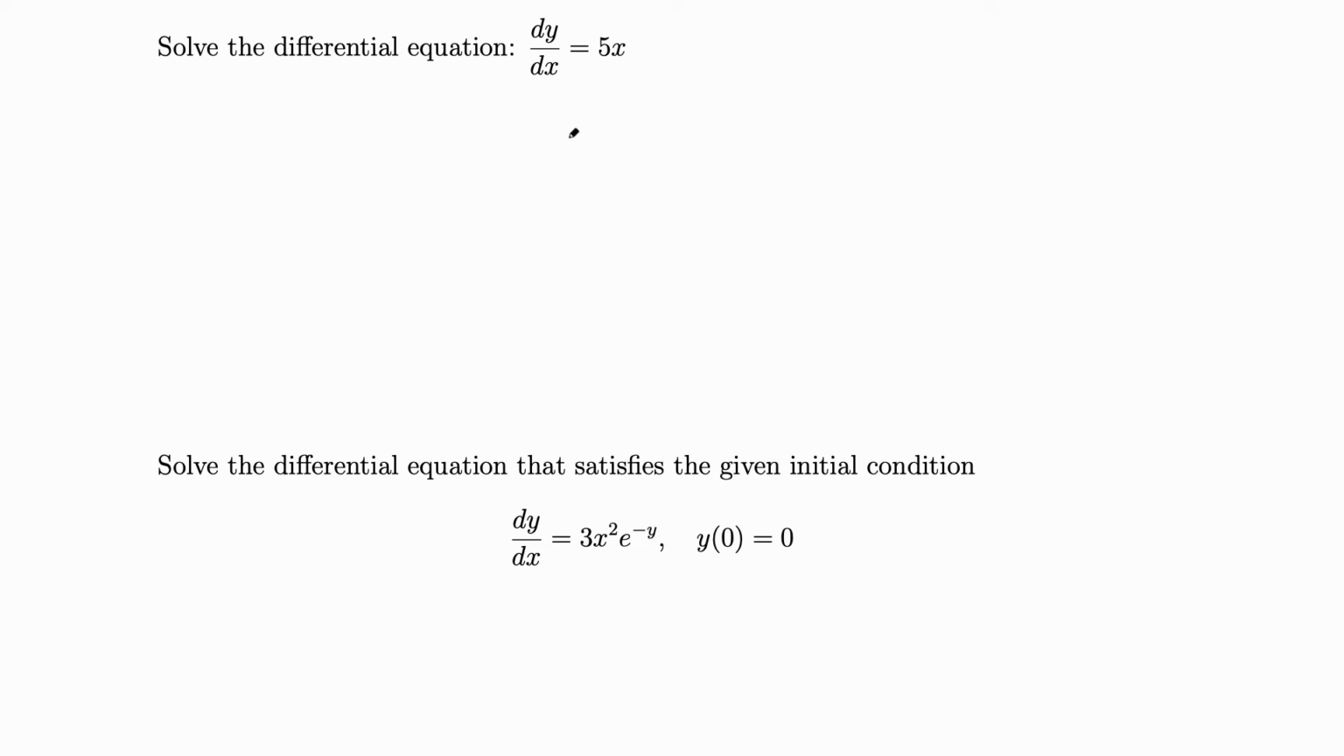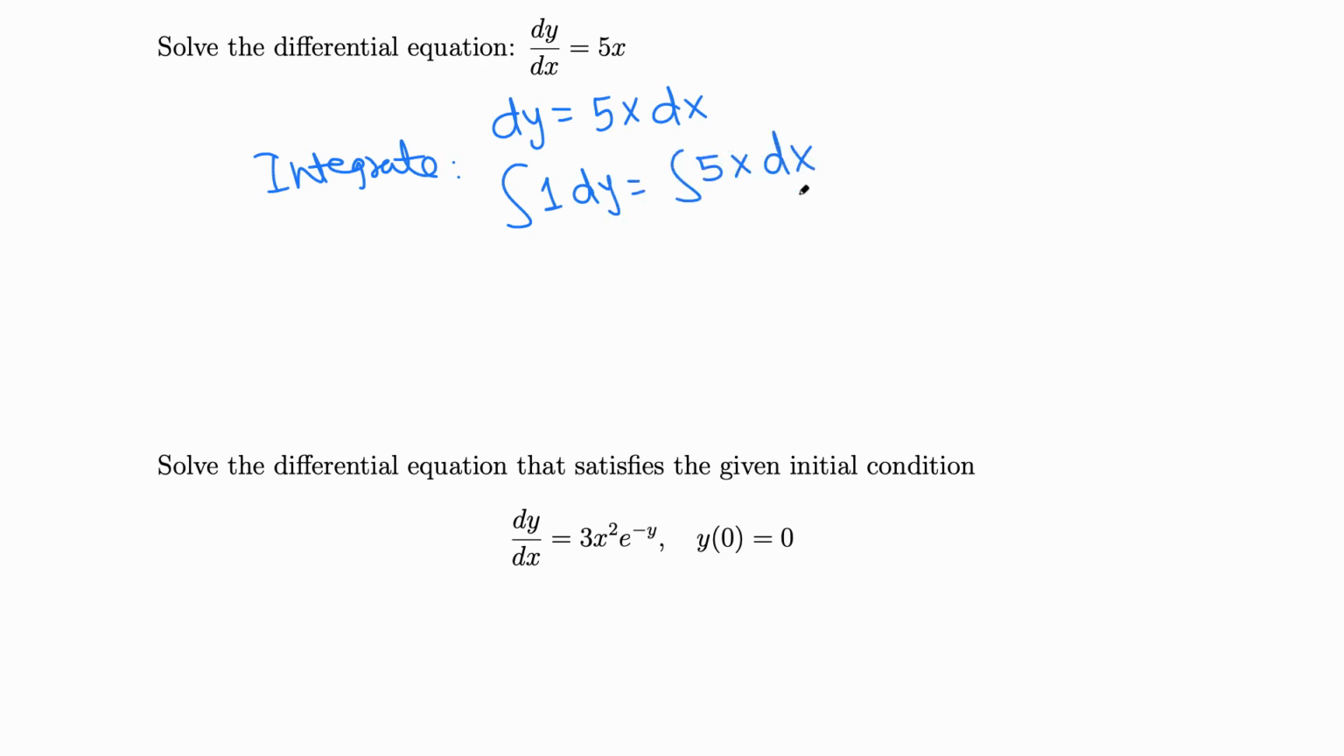So here is dy over dx equals 5x. First we need to write this in terms of differentials. So move dx to the other side. So dy equals 5x dx. Now we need to separate the variables. If we had y, we would bring it to the left, but that's not the case, so it's already separated. Next we integrate: the integral of 1 dy equals the integral of 5x dx.